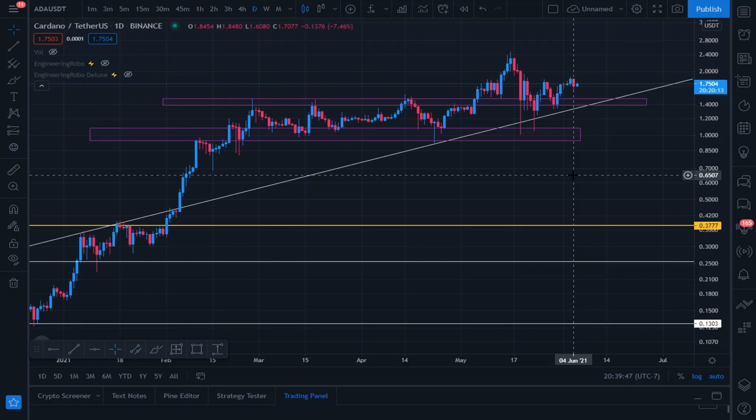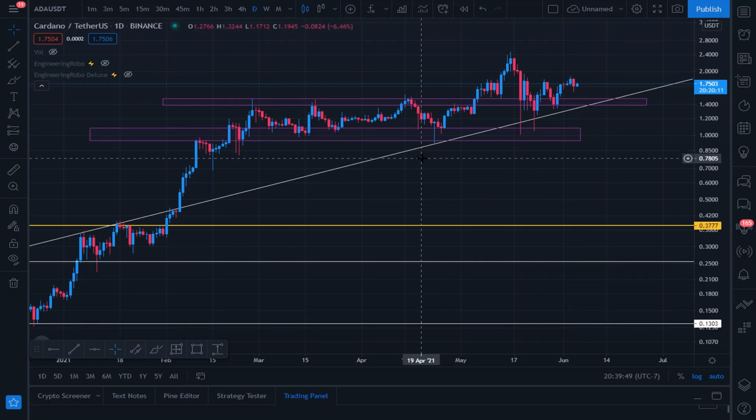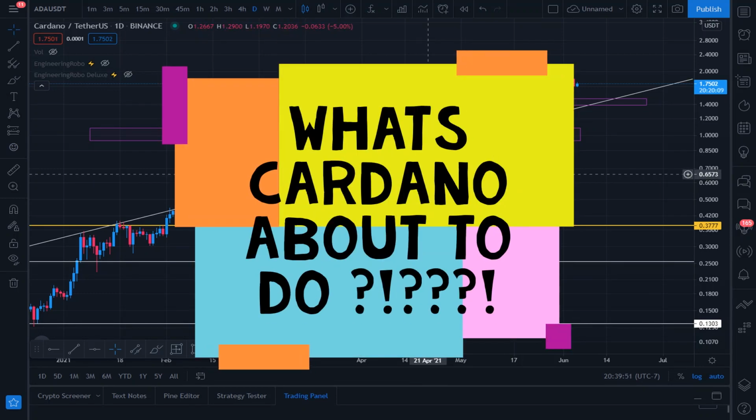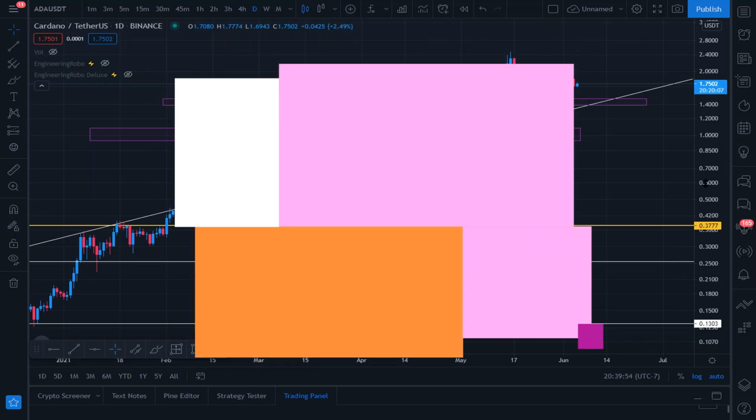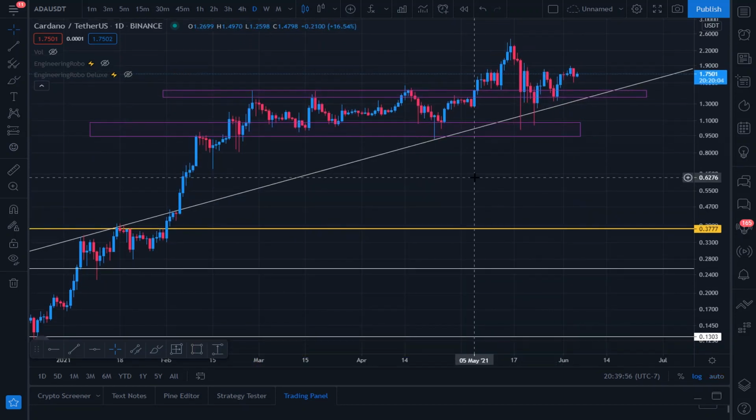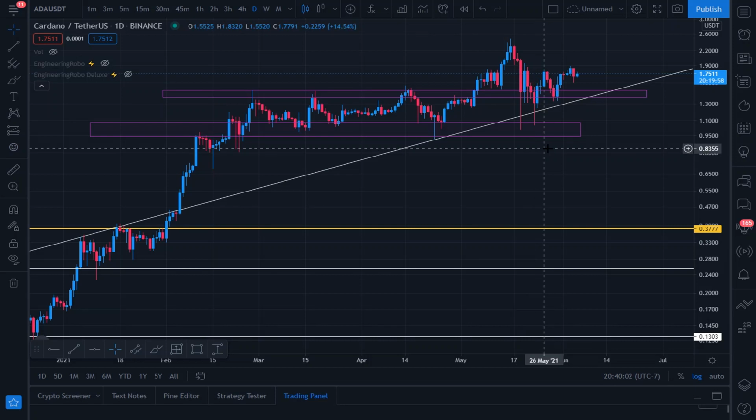What's really going on, Bitcoin, cryptocurrency. Today, going to be taking a look at Cardano, ADA against USDT. Going to be taking a look at some of these key technical aspects of price action moving forward. Going to be looking at some of the pivotal areas of support and resistance I believe we're going to be interacting with in the very near future here.